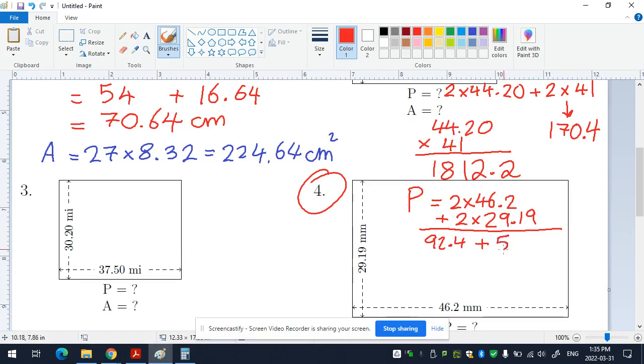Everyone, 58.38. And the addition of those two is 150.78. In what units? Okay, millimeters or millimeters squared? Just millimeters because we're doing length. We are doing perimeter. So millimeter.